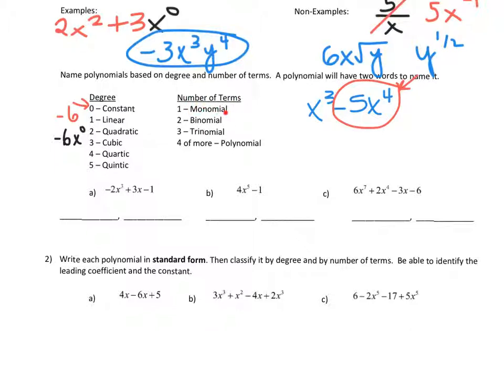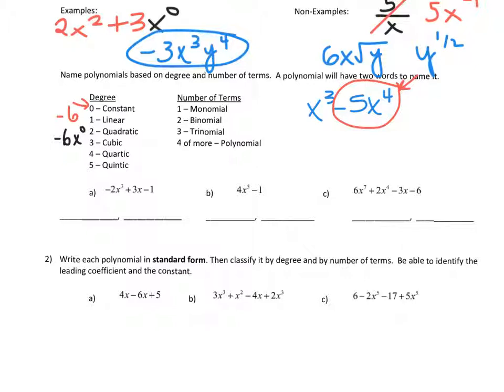So you can name it by degree and the number of terms. If it has one term, it's a monomial. Binomial is 2 terms. Think of a bicycle, tricycle, trinomial. And then 4 or more terms is a polynomial. So if it has 4 terms, it's called a polynomial. If it has 5 terms, it's called a polynomial. If it has 6 terms, it's called a polynomial. So a polynomial will have 2 names to it. It will be named by the degree and the number of terms.